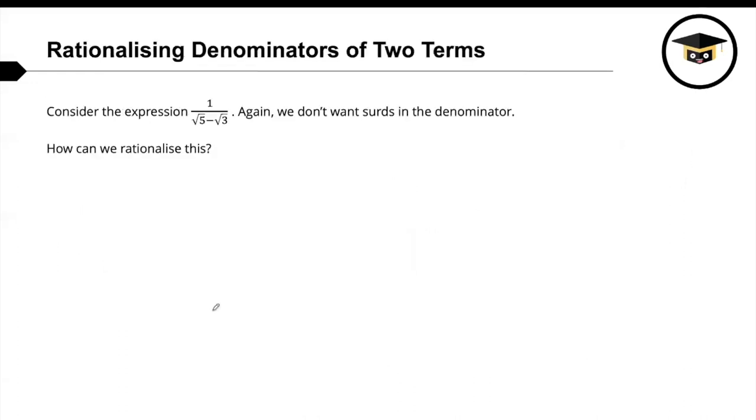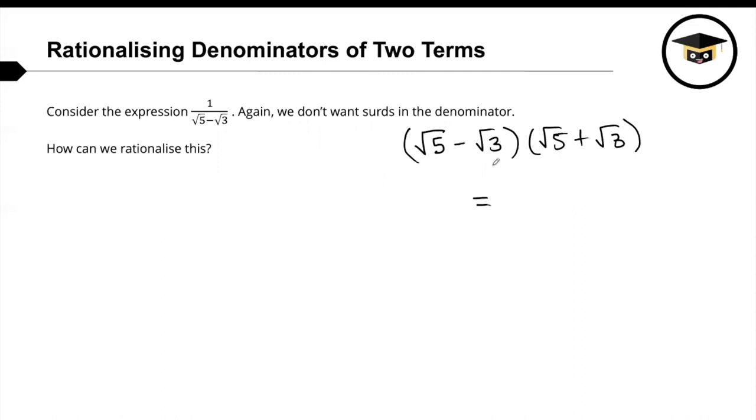So far what we've been looking at is rationalizing the denominator where the denominator has one surd term. But let's consider the expression 1 on root 5 minus root 3. So here we don't want surds in the denominator. So how on earth can we rationalize this? Well, here we want to be thinking about our difference of squares. So let's just consider something like root 5 minus root 3. And let's say I multiply this by root 5 plus root 3.